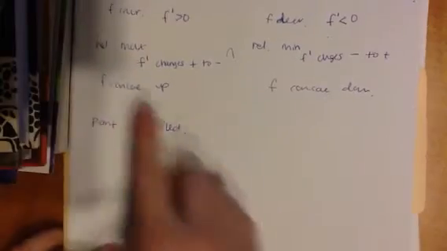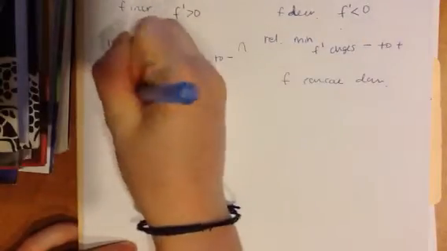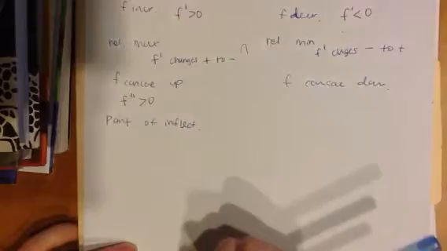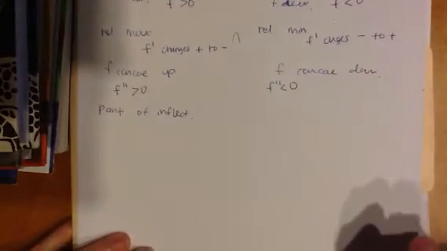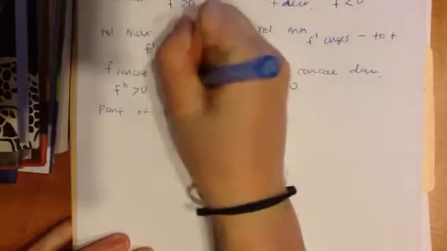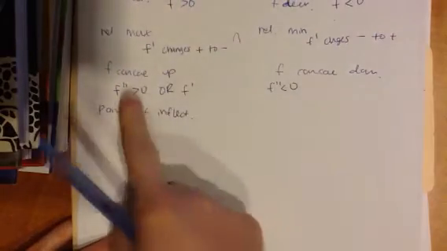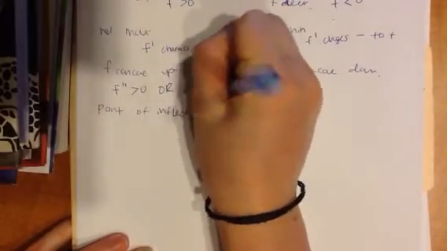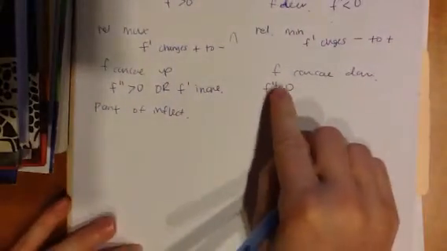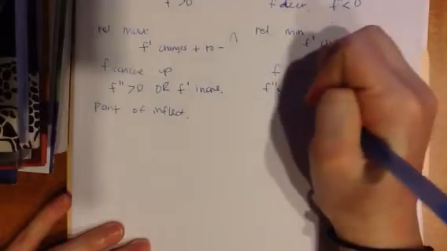For concavity, if f is concave up, there's two things you could say. F double prime is positive, and for concave down, f double prime is negative. But you also can say, if f double prime is positive, that means f prime must be increasing, and f double prime negative means f prime is decreasing.